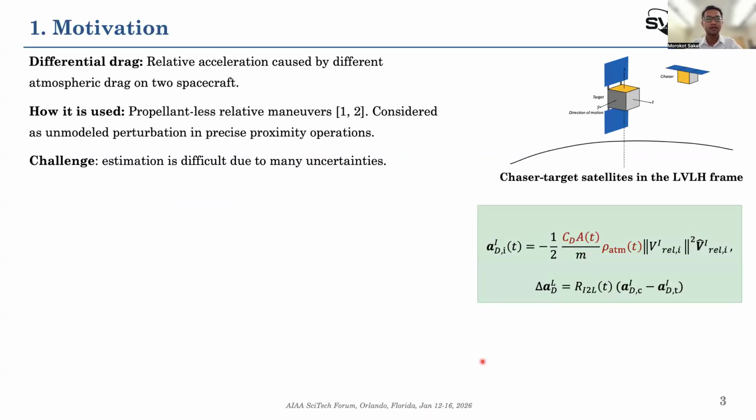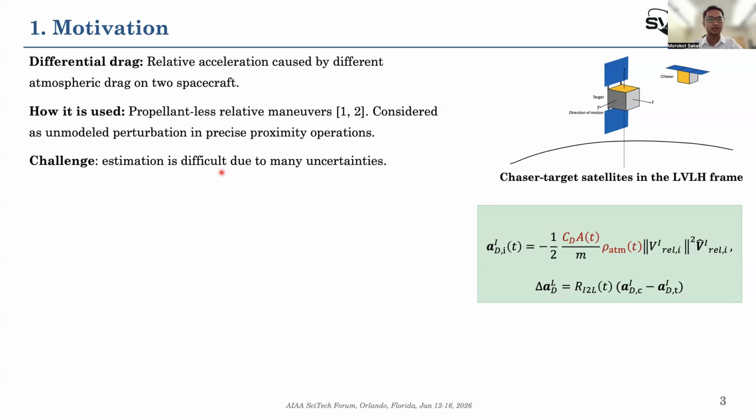So as a motivation, because we will deal with differential drag, I will start with defining differential drag. This is a relative acceleration caused by different atmospheric drag acting on two spacecraft. And this is a formula of drag, and this is how we compute the differential drag. And in low Earth orbit, this can be useful as a propellantless way for station keeping, or it is an important disturbance to be considered if you want to do accurate proximity operation.